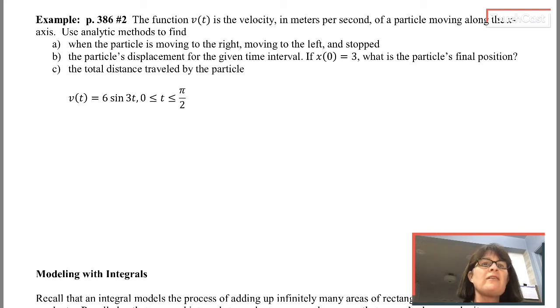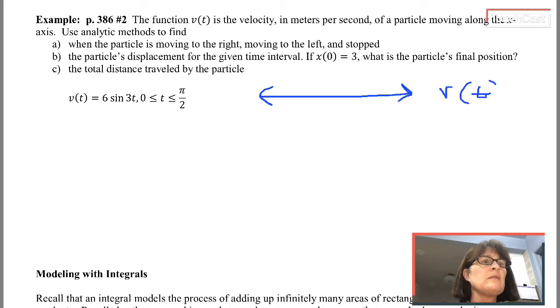So part A, this is a question we could have answered back in chapter 3 or 4. If I care about when the particle is moving to the right, that's when velocity is positive. So really what I want is a sign chart for the velocity. To make a sign chart for a quantity, I need to know when that quantity is equal to 0. So I'm going to start by figuring out when the velocity is 0.